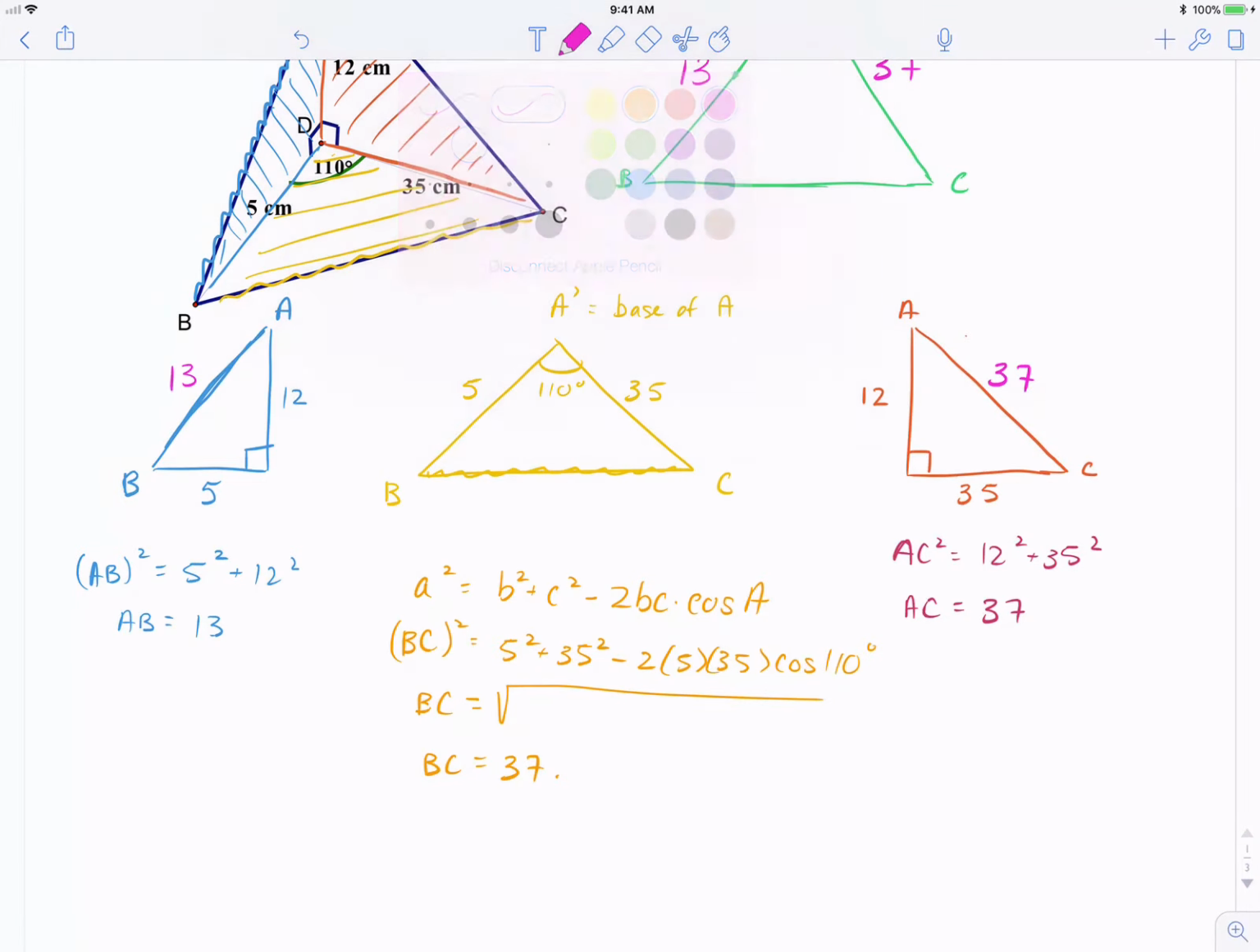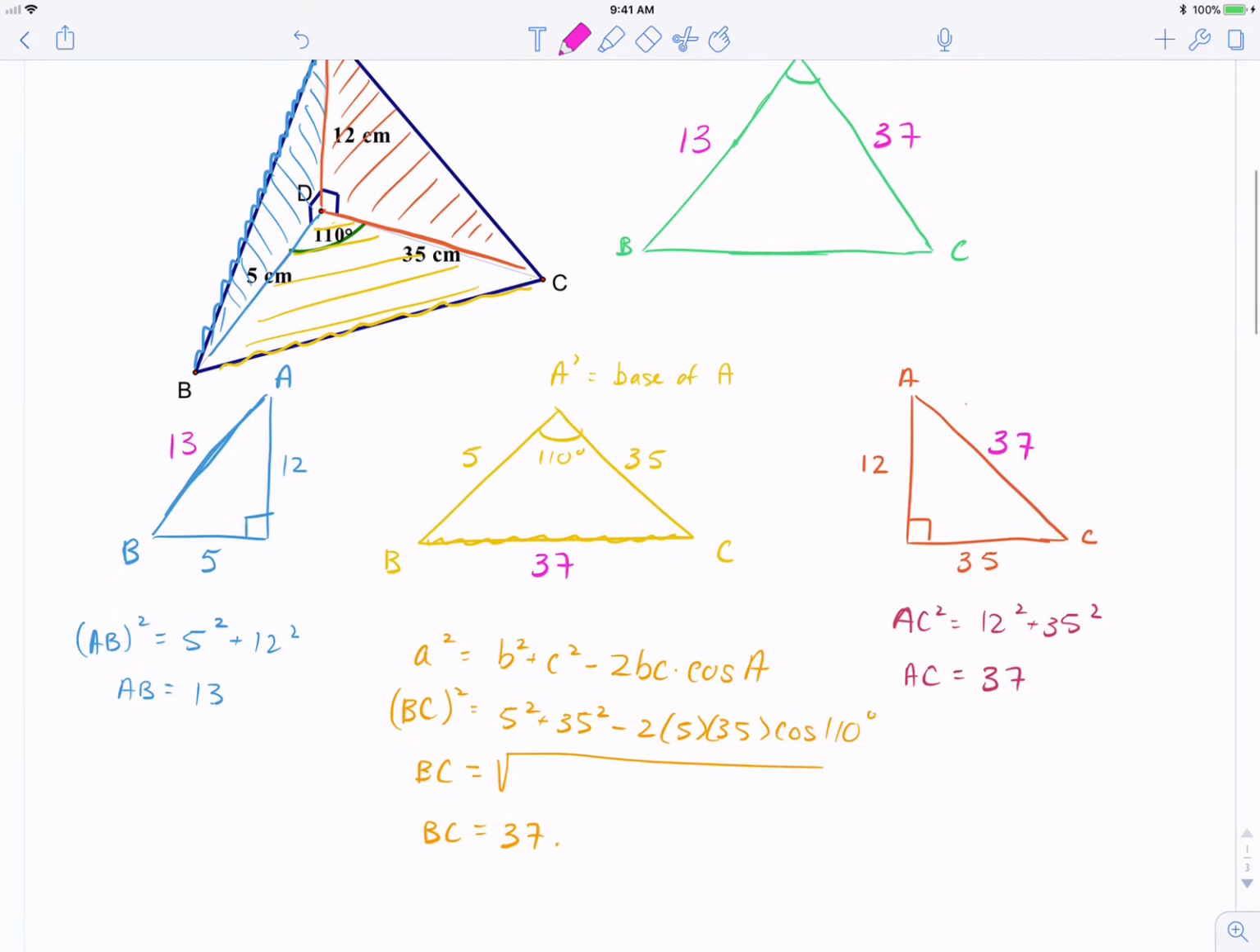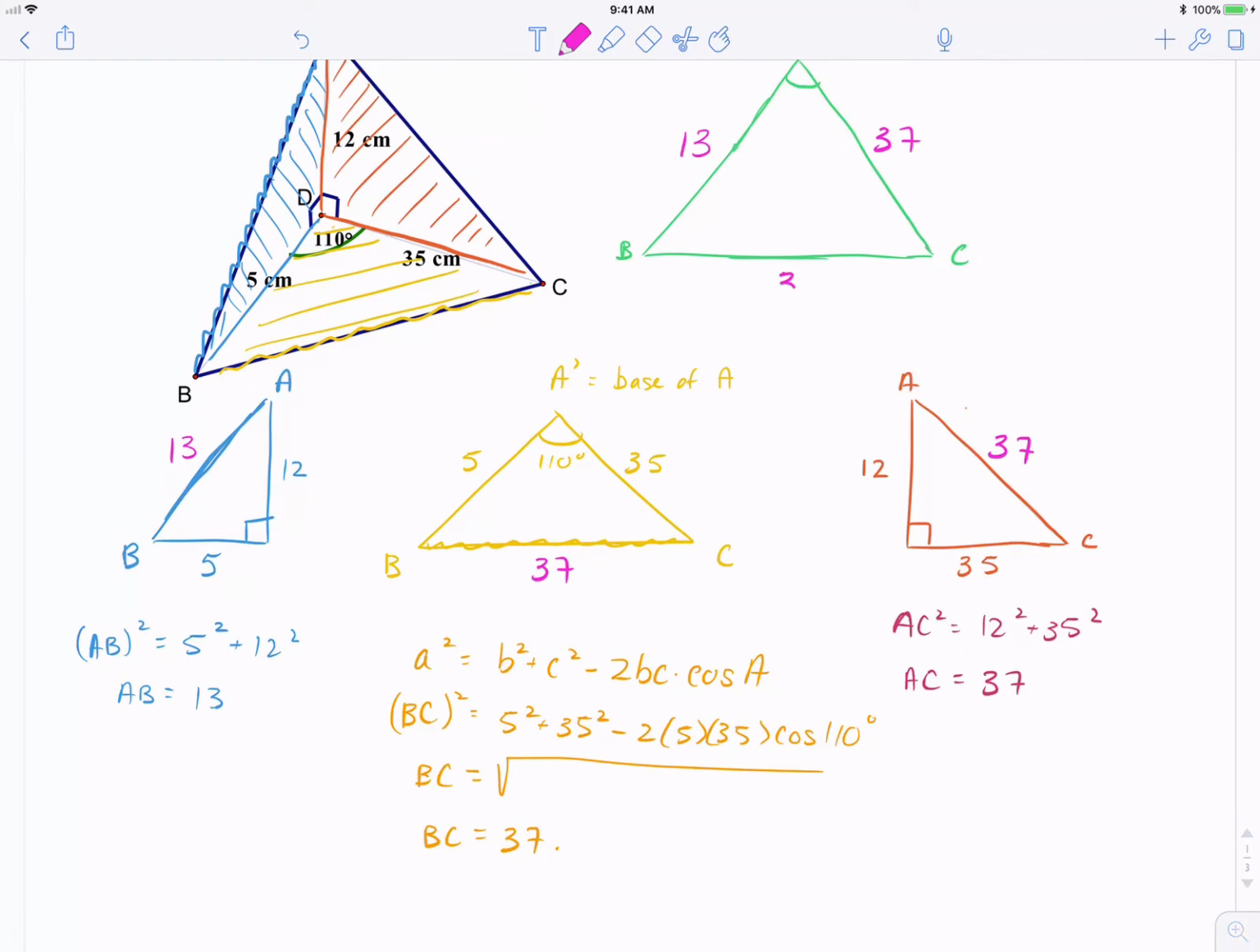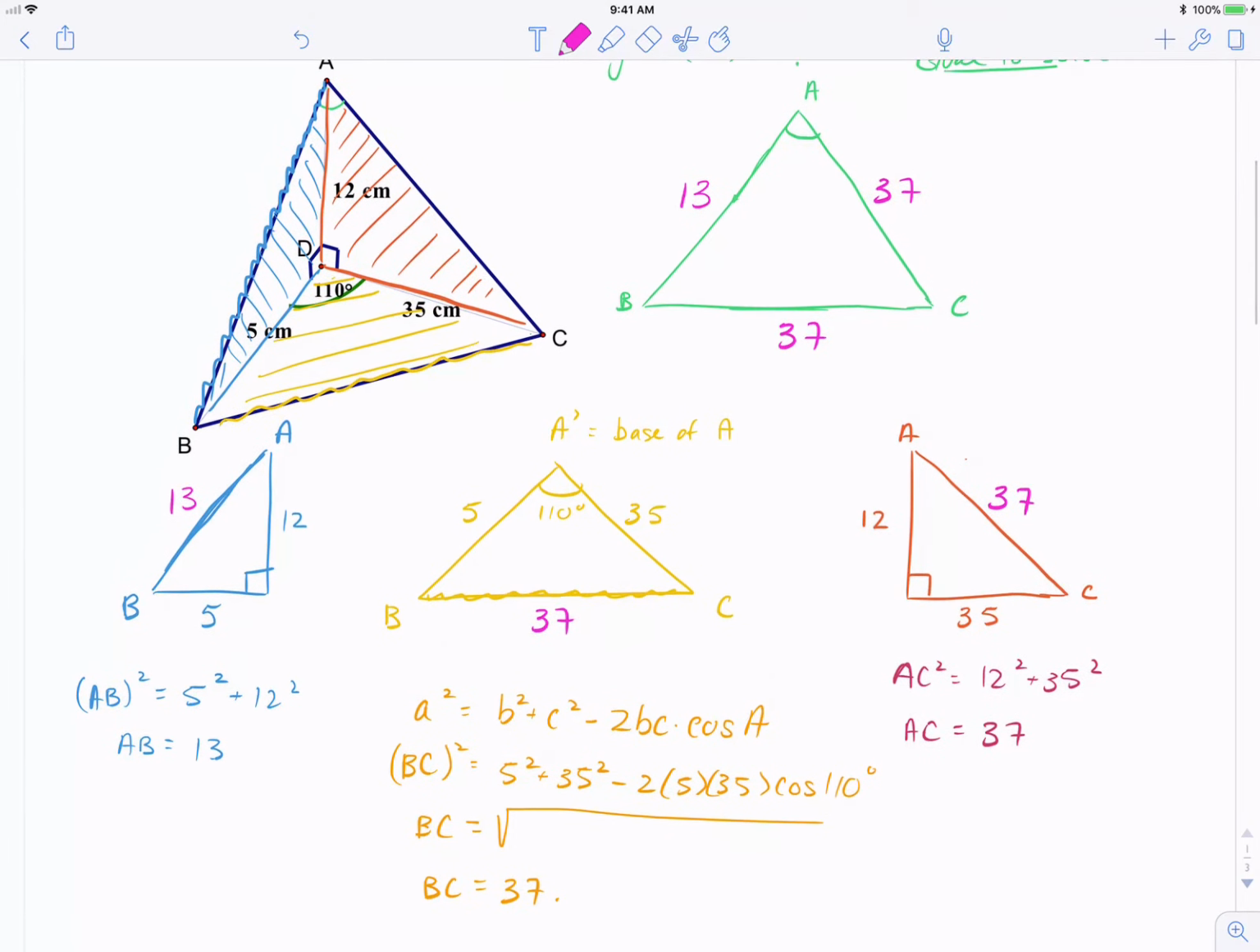Filling that information in, 37 on the bottom, and lucky for me, 37. Now it's just a coincidence that the two side lengths, AC and BC, are the same length. I still want to go ahead and solve for that final value. Remember, my goal is to solve for angle A. This is a cosine law question. I have 3 side lengths and an unknown angle.